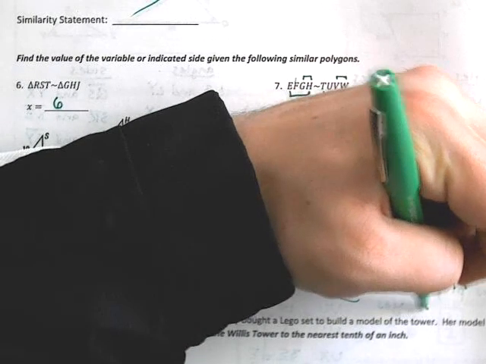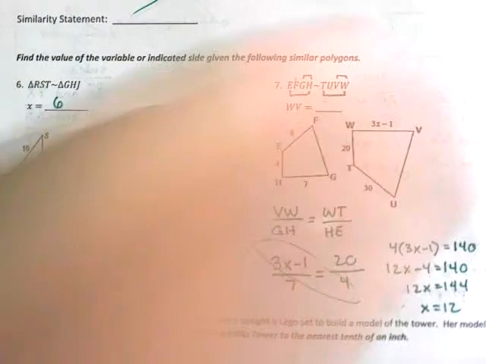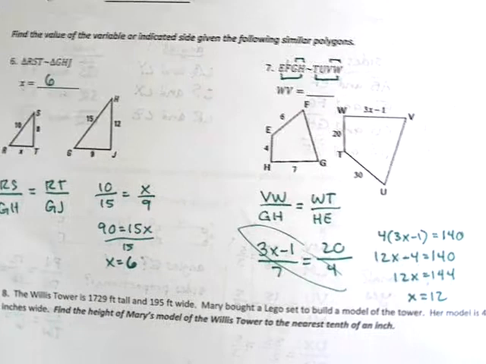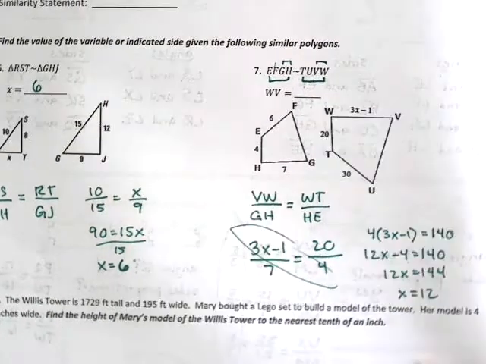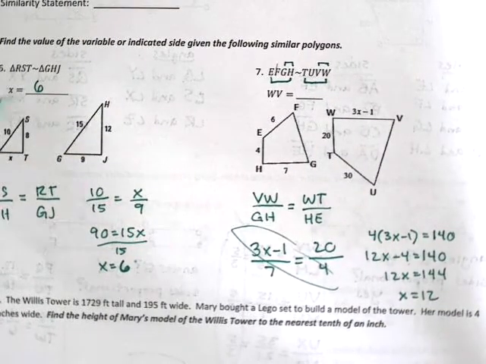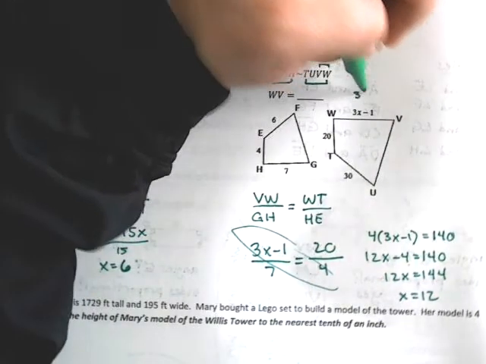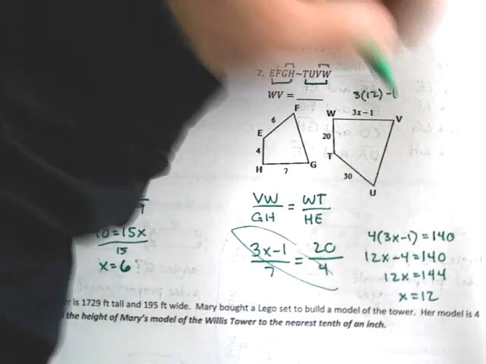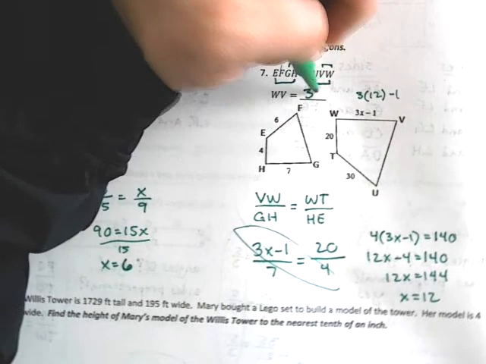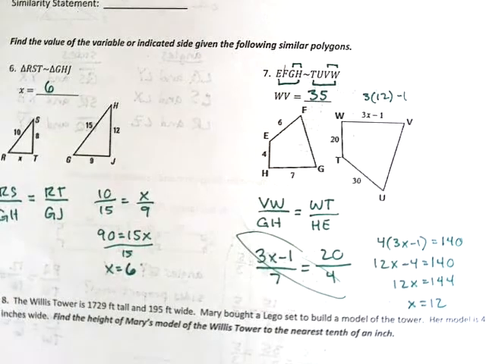And we should hopefully know that x is 12. Okay? So now the last thing we'd have to do, I'm not asking for x here, I'm asking for WV, so go ahead and plug it in. 3 times 12 minus 1, well, that's 35. Okay?